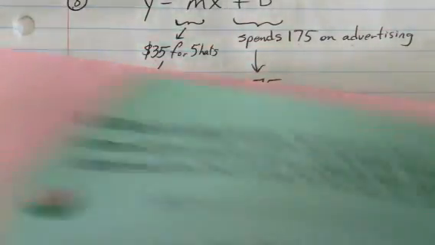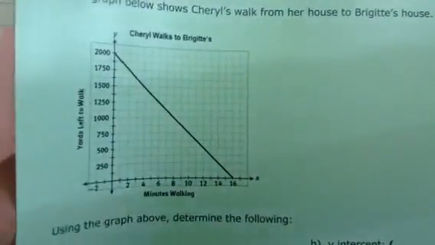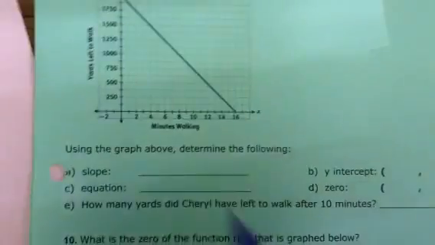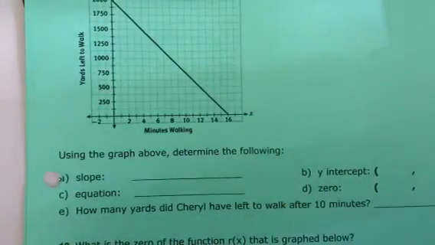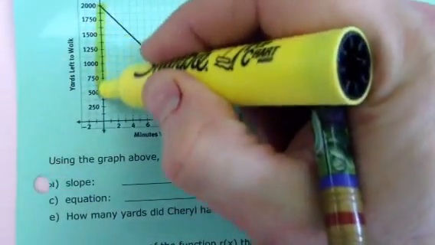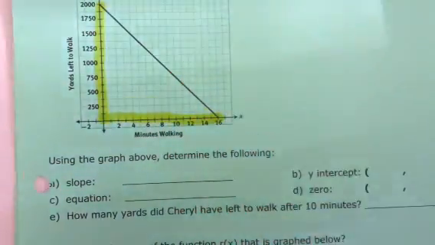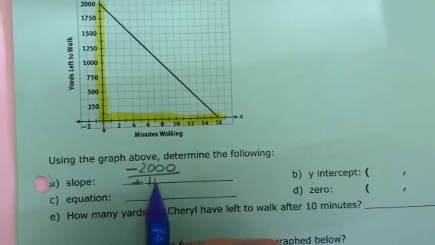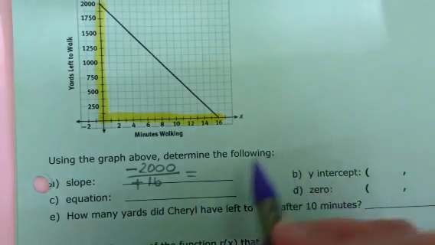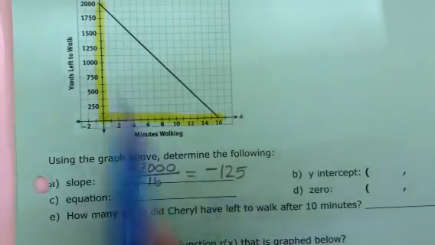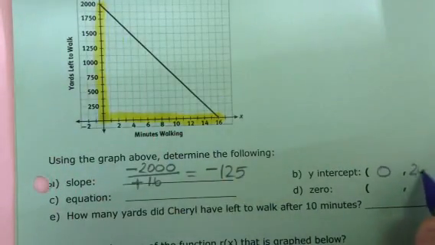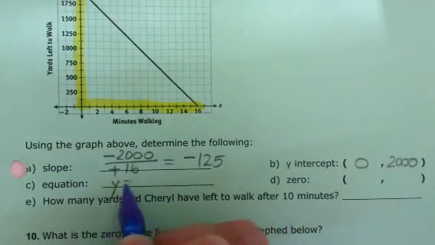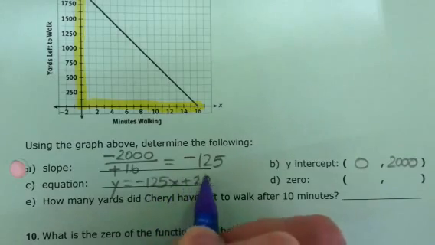Problem number 9. We are looking at this, and we're being asked for different things. So the slope on this one looks like, if we do the gigantic slope triangle, we'll go down 2,000 and we'll go right 16. Down 2,000 is negative, right 16 is positive. Divide that out, my slope is going to be negative 125. The y-intercept, by simple observation, is (0, 2,000). Piece that together, we've got the slope and the y-intercept. My equation is y equals negative 125x plus 2,000.